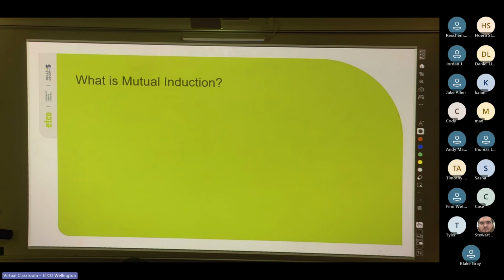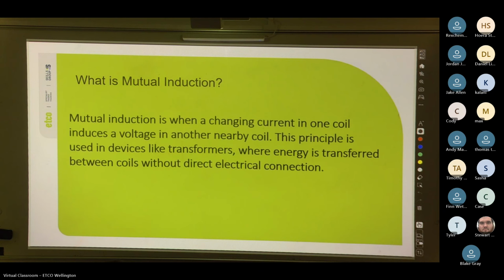So basically, mutual induction is when a changing current in one coil induces a voltage into another nearby coil. This principle is used in devices like transformers or motors, where energy is transferred between coils without direct electrical contact.